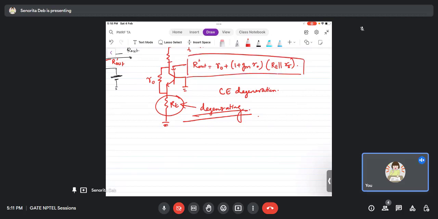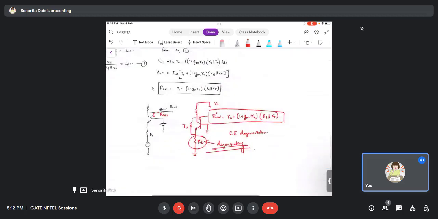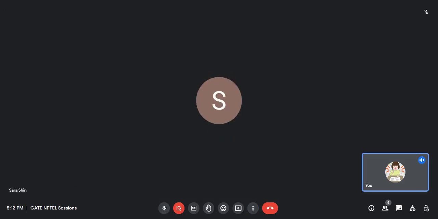Okay, so now after this we will see how the voltage gain gets affected with the presence of base resistance. Please take a note of the entire solution. I'm giving you 1 minute. Please take a note of the entire solution.